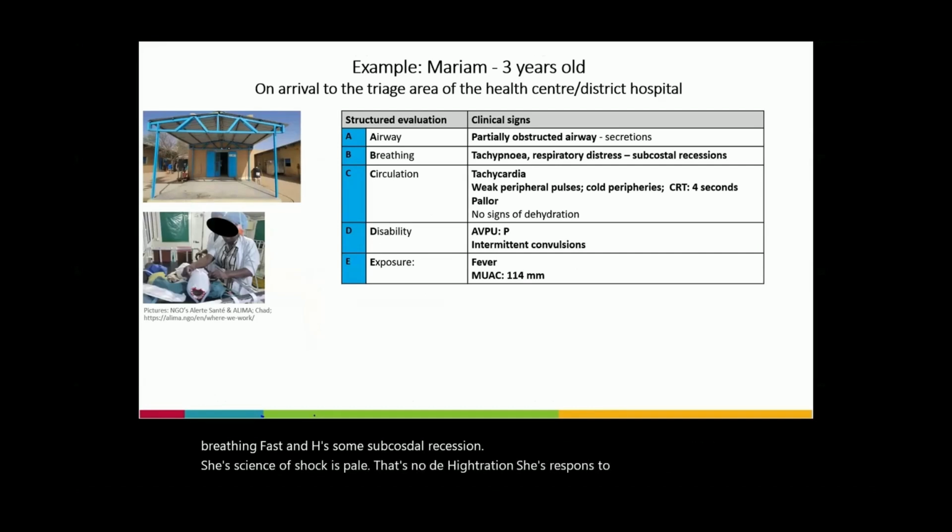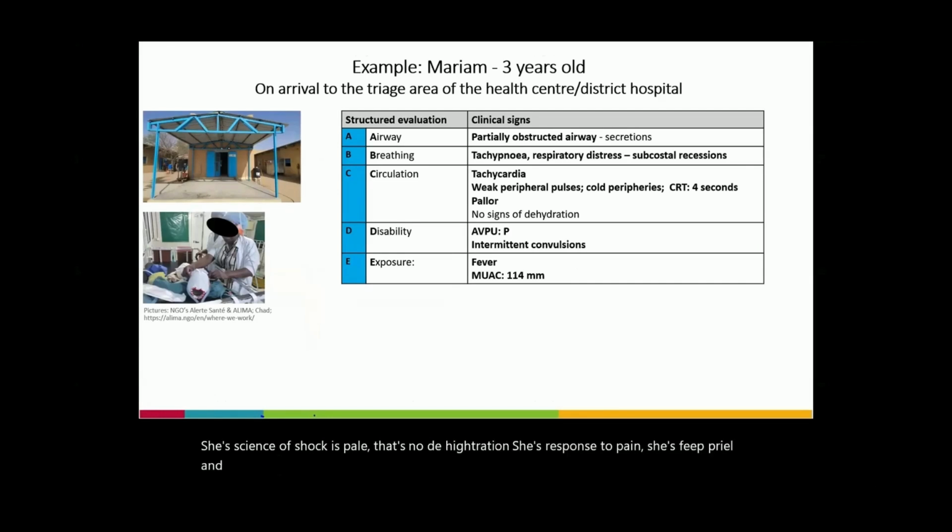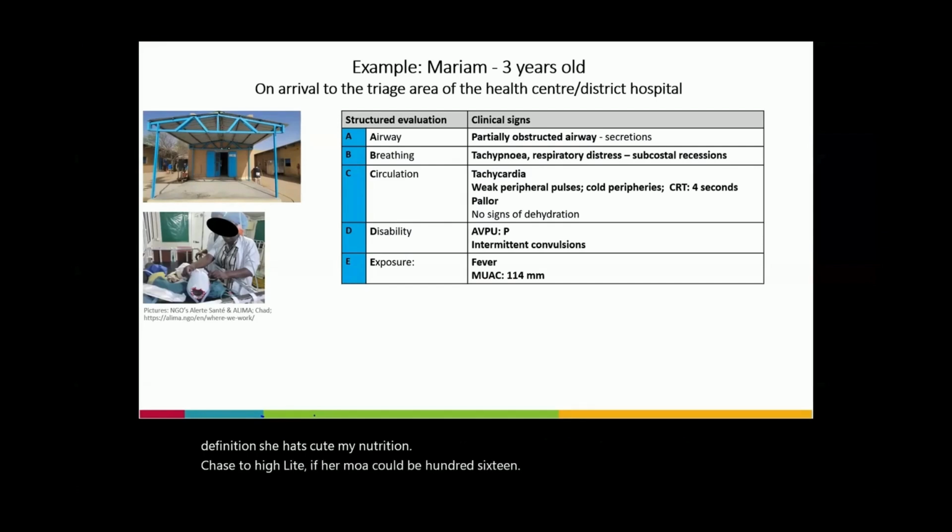She's febrile, and somebody did a mid-upper arm circumference, and it's 114 millimeters, meaning by definition she has severe acute malnutrition. Just to highlight, if her MUAC were 116, so a bit higher, but principally the same nutritional status, she would receive a different care package, especially when it comes to fluid management and nutritional support.